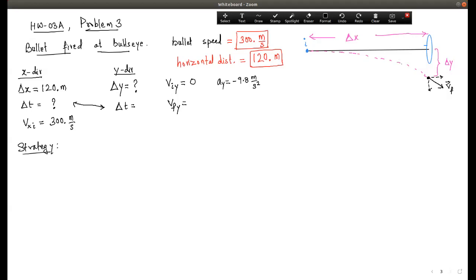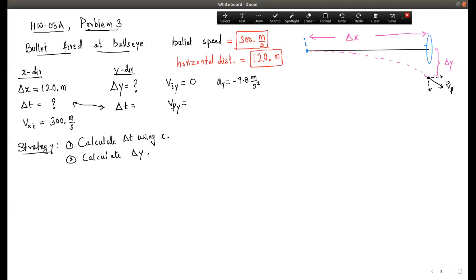For reference, calculate delta t using x information, and then calculate delta y. Once we know delta t, then there are three pieces of information given in the y motion. So let's start with delta t.